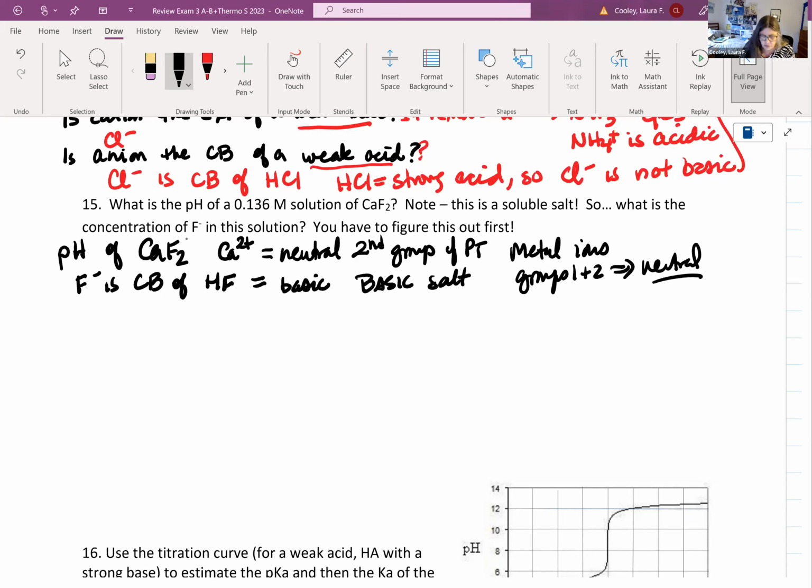So what's the first thing you have to do if I tell you it's 0.136 molar of CaF2? First, you have to figure out the molarity of the fluoride. So what does the fact that this is a 2 here do? What do you have to do to the molarity here to get the molarity of F minus?